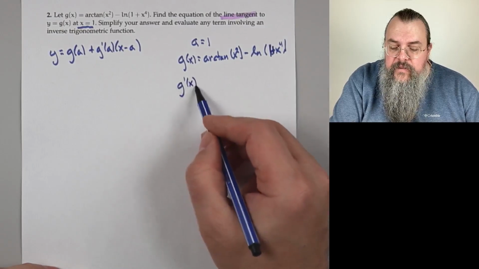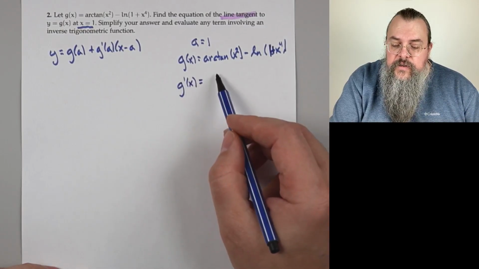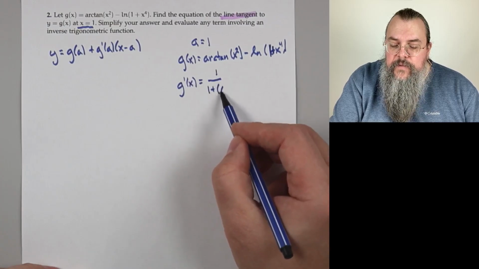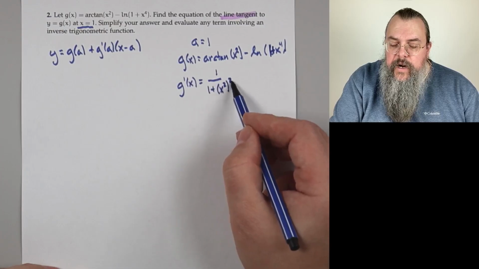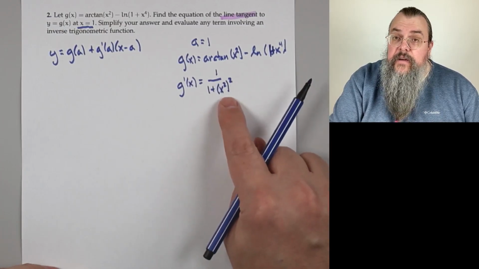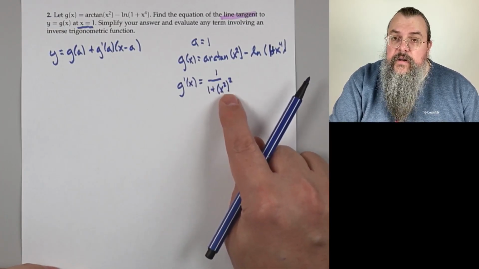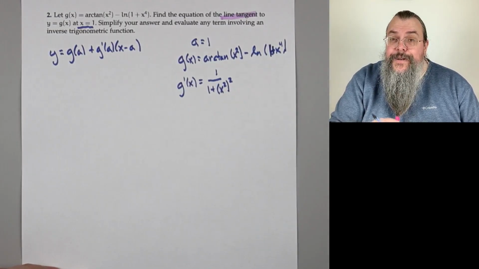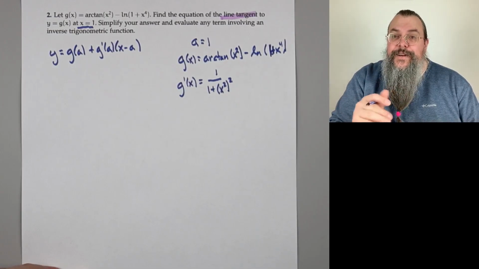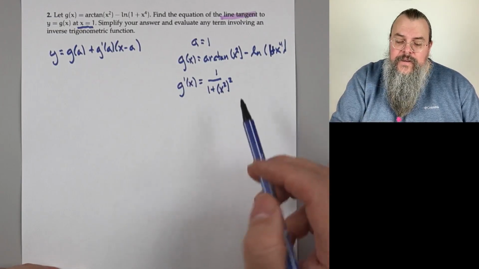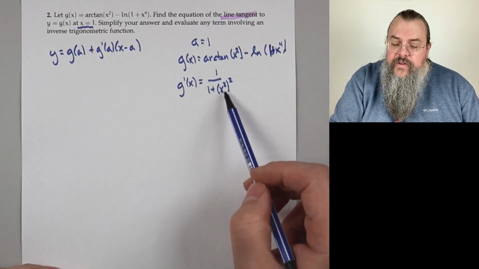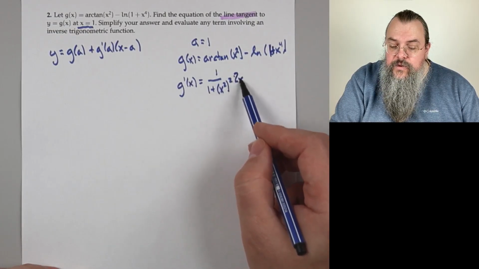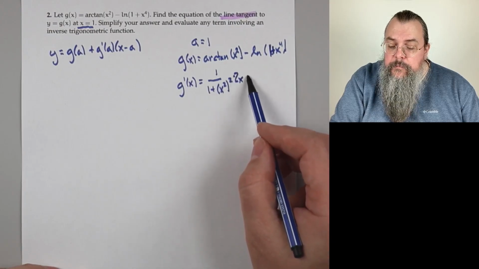G prime of x. Well, the derivative of arctangent, the rule is 1 over 1 plus whatever you put inside squared. So in our case, the inside is x squared. So it's x squared squared. Now, are we done? No. What do we need? Chain rule. So chain rule says it's 1 over 1 plus the inside squared times the derivative of the inside, which in our case is 2x, minus.